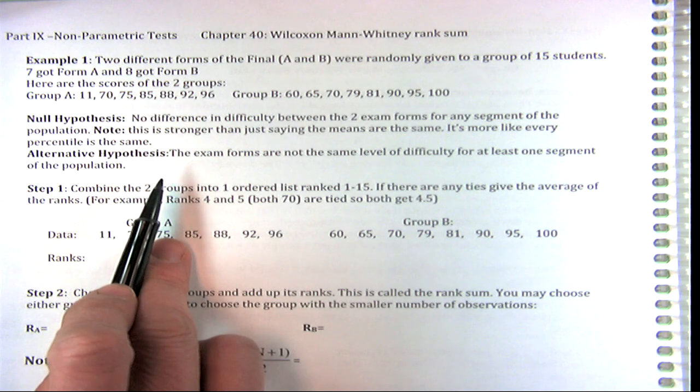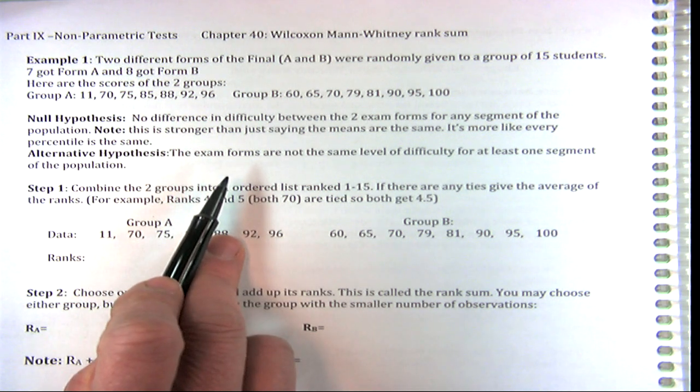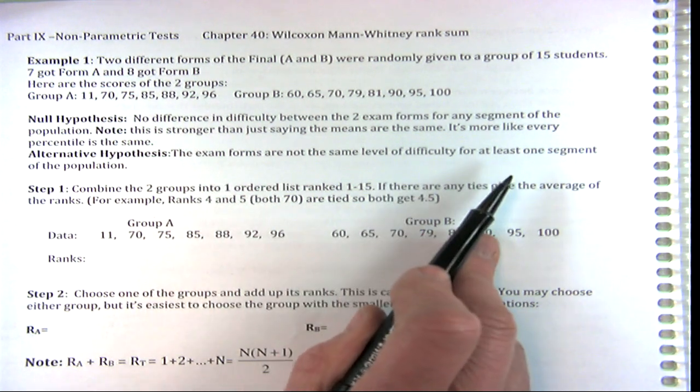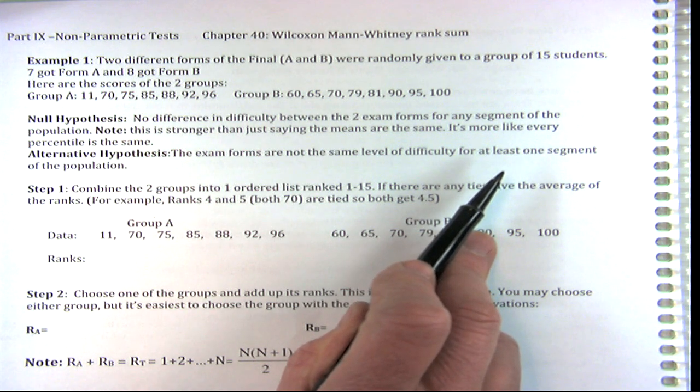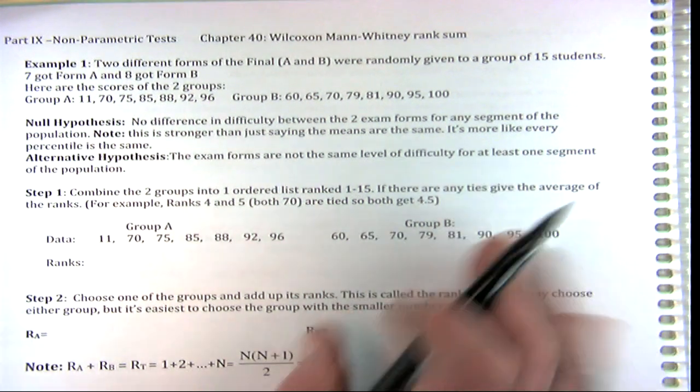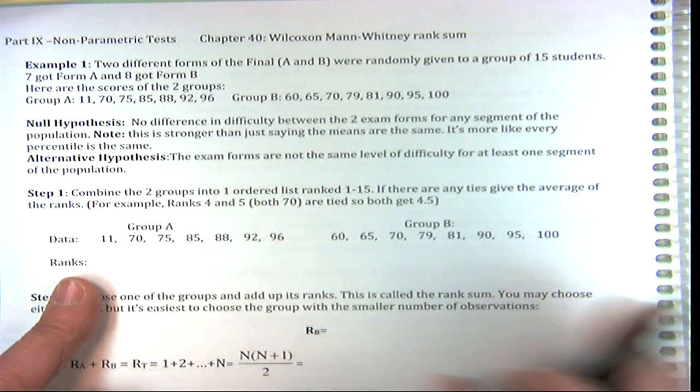And the alternative hypothesis is the exam forms are not the same level of difficulty for at least one segment of the population. Maybe for the really high-end students or for the really low-end students. They're different even though the means are the same. So that's another advantage to this test.